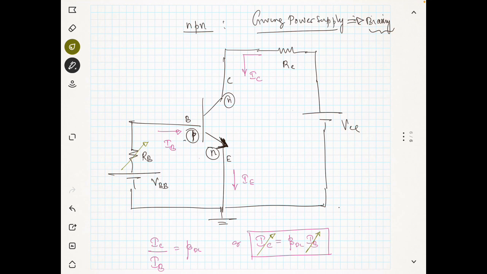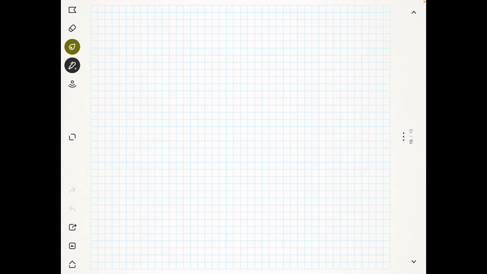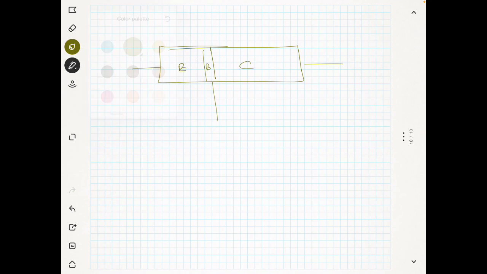So what is the reason for this? You can see here, if you are considering a transistor with emitter, base and collector, you have seen that a lot of electrons have been moving. This is N, P and N.